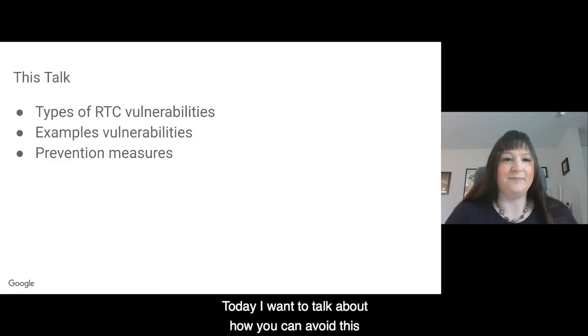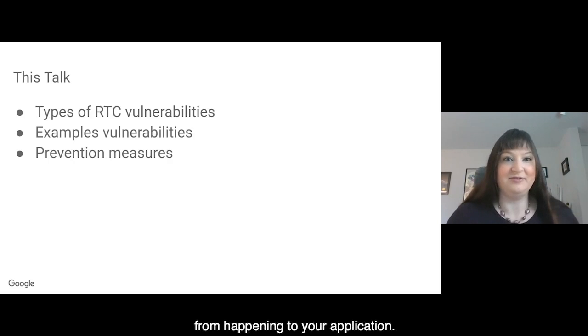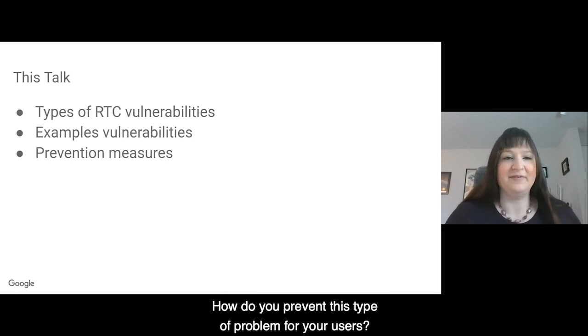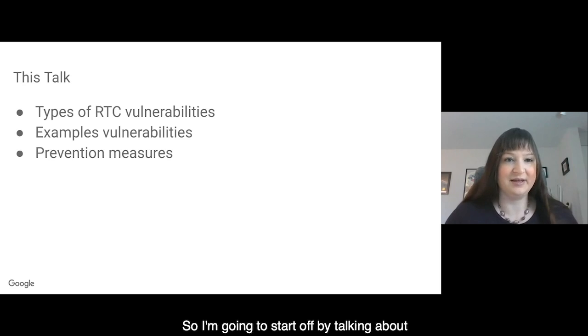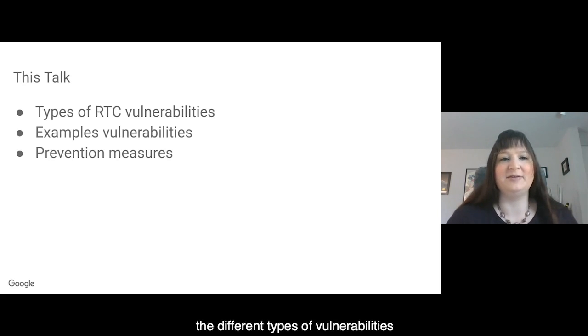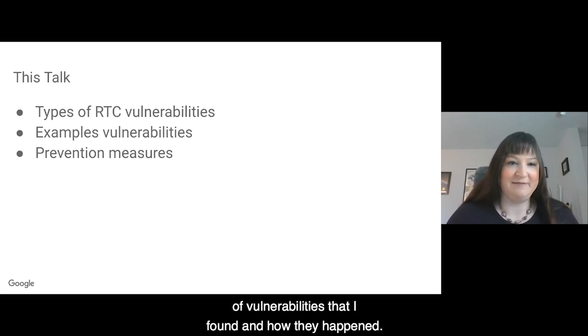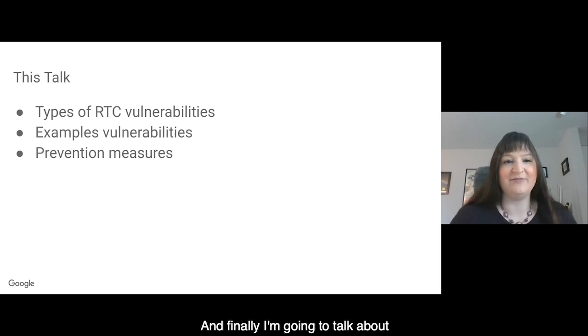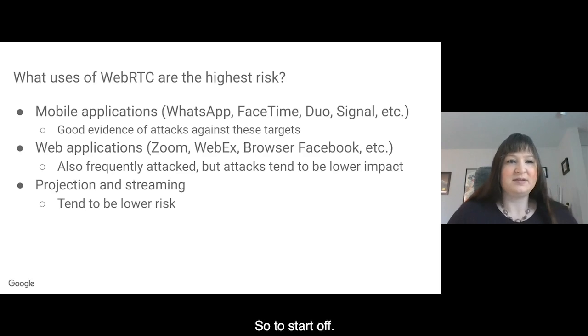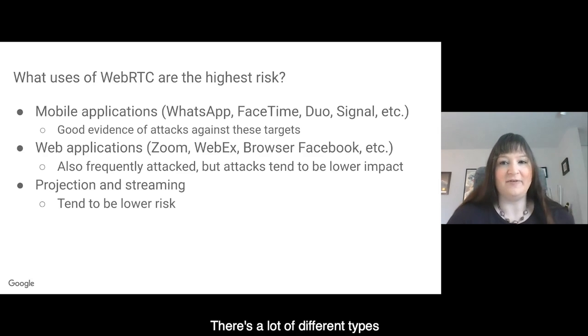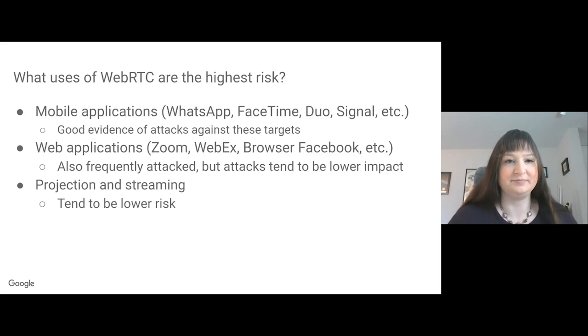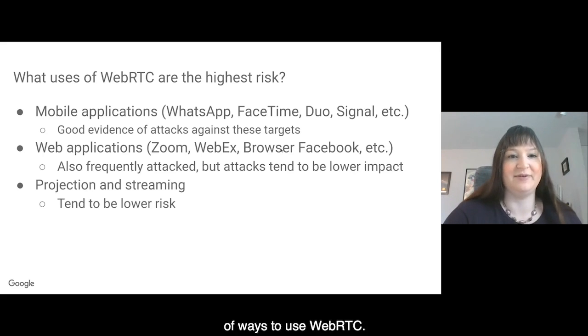Today I want to talk about how you can avoid this from happening to your application. How do you prevent this type of problem for your users? So I'm going to start off by talking about the different types of vulnerabilities that can affect RTC systems. And then I'm going to give some examples of vulnerabilities that I found and how they happened. And finally, I'm going to talk about how you prevent these types of bugs. So to start off, there's a lot of different types of ways to use WebRTC.